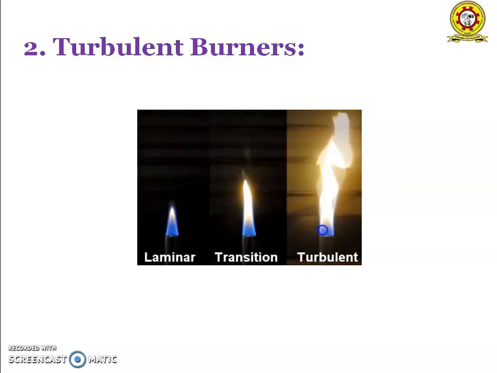Due to the high turbulence created before entering the furnace, the mixture burns intensively and the combustion is completed in a short distance. Modern power plants prefer this type of burner as it gives a high rate of combustion when compared to the other types. So there are three types of burners based on the Reynolds number, that is laminar, transition and turbulent. In this, we discussed the turbulent burners.